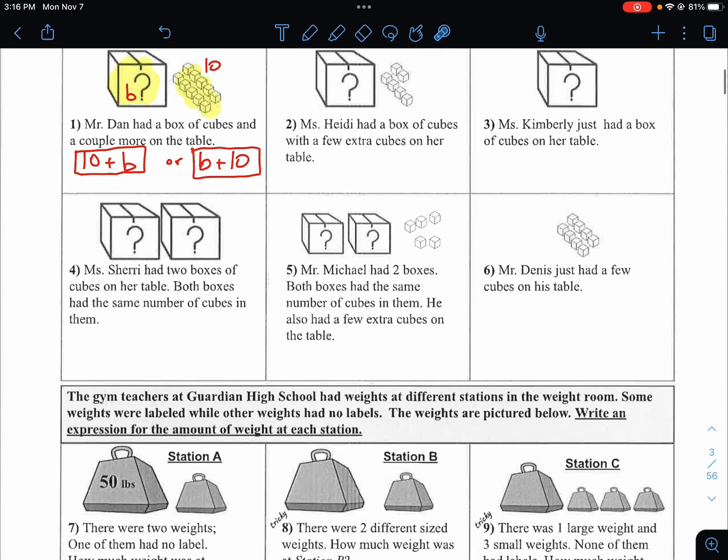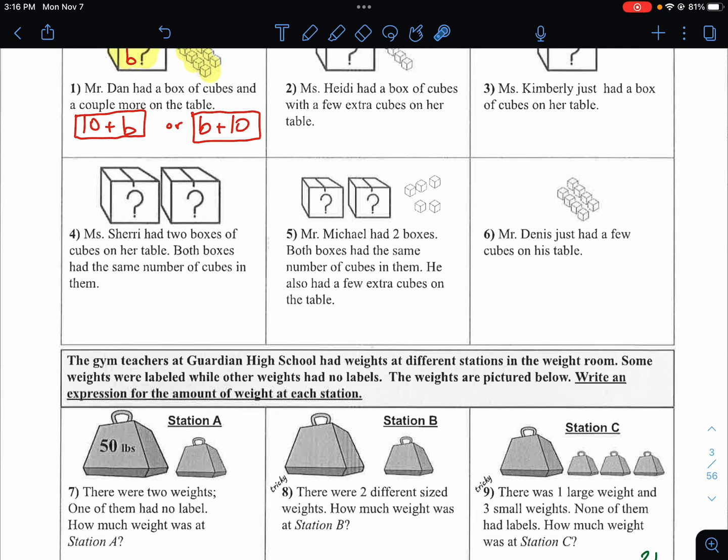Let's take a look at something like number 4. Miss Sherry had 2 boxes of cubes on her table. Both boxes had the same number of cubes in them. So do we know how much is in this box? No, we don't. It's b. And we also know that this has the same number of cubes, so we can use the same variable. So how do I find the total number? What's an expression for the total number of cubes?